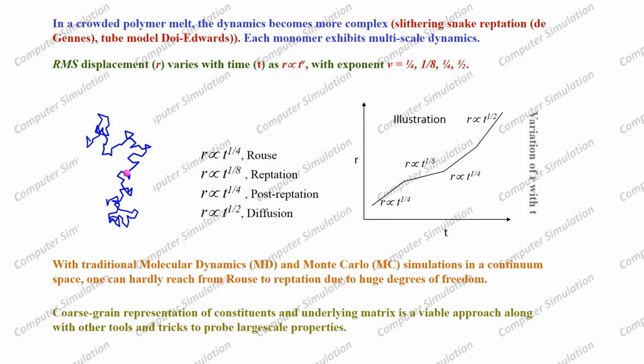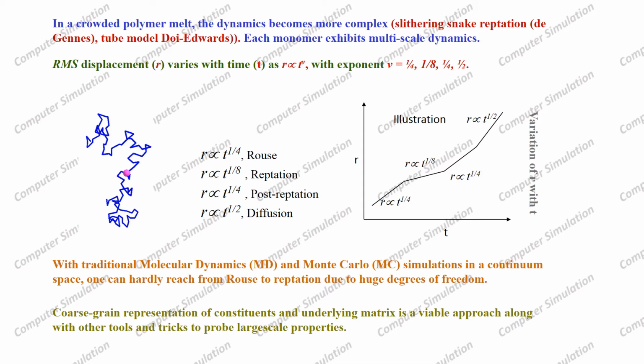In a crowded polymer melt, the dynamics becomes even more complex: the slithering snake reptation model of de Gennes and the tube model of Doi and Edwards. Each monomer exhibits a well-known multi-scale dynamics, Rouse to reptation to post-reptation to diffusion, where the root mean square displacement of the monomer depends on time step with a power of 1/4, 1/8, 1/4, half.